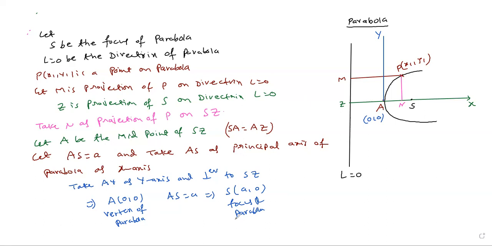So based on this entire diagram, the parabola is now in standard form. This is the entire theory part. Now you have to develop an equation. The question is to derive an equation or standard form of the parabola as y square equal 4ax.